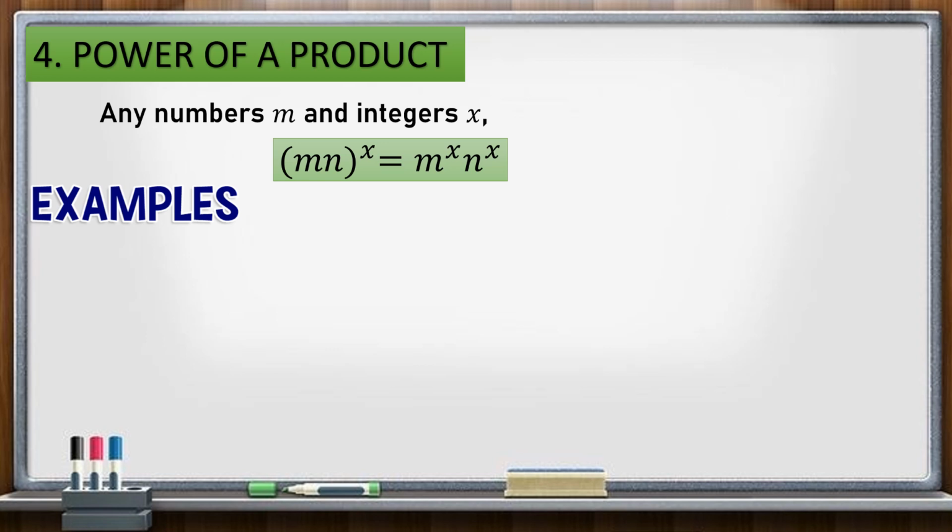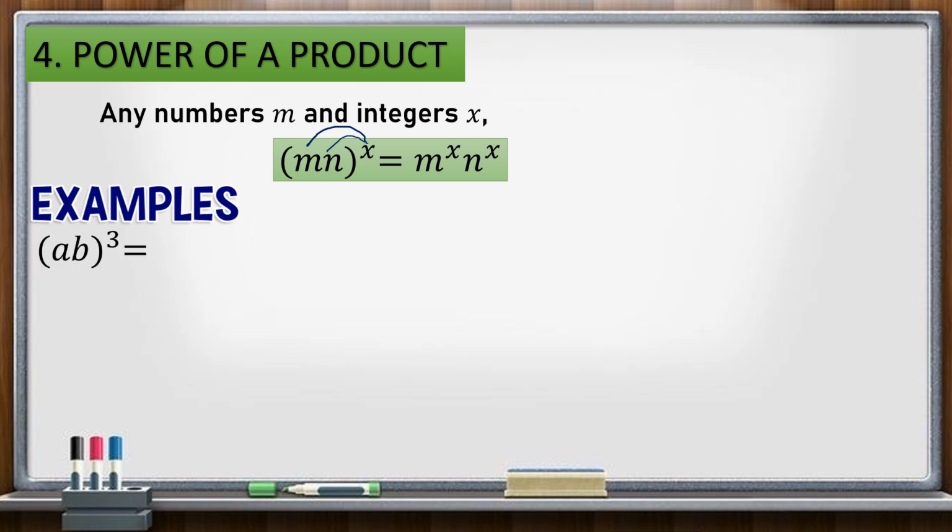Or ibig sabihin po nitong power of a product, ibig sabihin po nito, kung meron kang dalawang variable na magkaiba sa loob ng quantity, i-distribute mo po yung exponent to each variable inside the quantity. So, i-distribute po natin yung exponent, ito po yung x, sa bawat variable na nasa loob ng ating quantity. Okay, that is the power of a product.